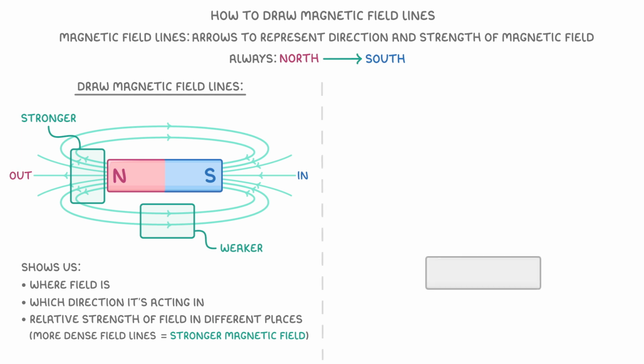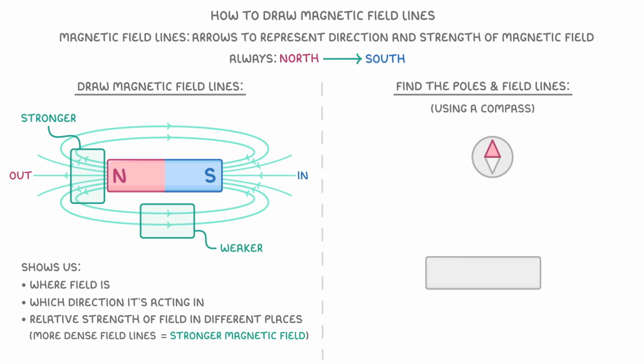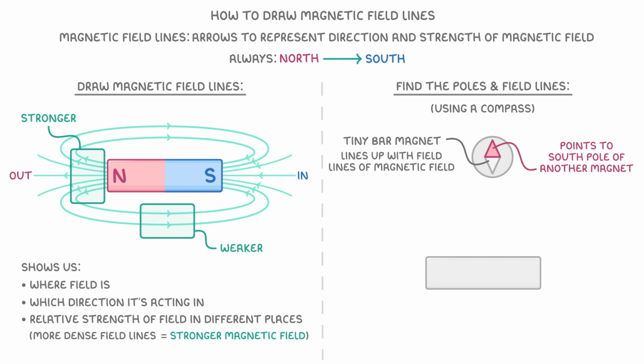Now, in real life, we can't see the field lines and magnets aren't always labeled with the north and south. However, we can easily find the poles and field lines by using a compass. This is because the needle of the compass is actually a tiny bar magnet, so it always lines up with the field lines of the magnetic field it's put in, and always points to the south pole of another magnet.